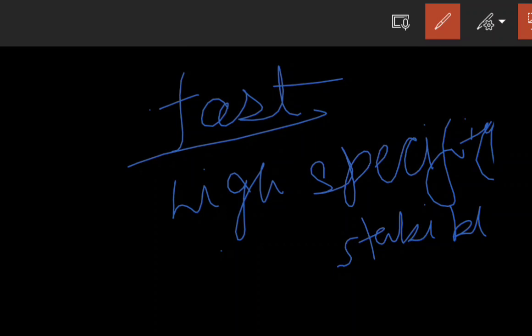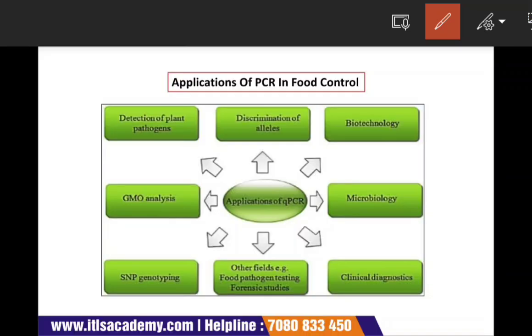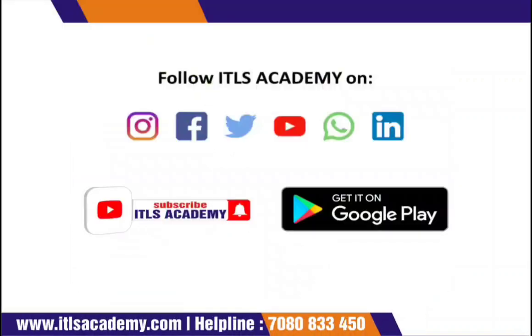The third quality that makes it very useful is that it has a very high sensitivity. So all these characteristics make it used in different kinds of food industries, whether it's dairy industries, beverage industries, or any food industries. So in this way, it is very much useful to the industries. So this is the application of PCR in food control.